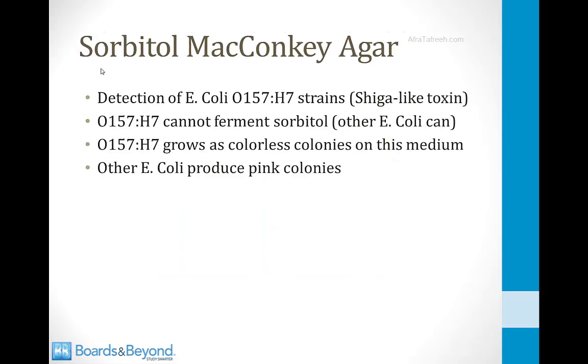Sorbitol MacConkey agar is used to identify the O157 strain of E. coli, and you can just remember the O in sorbitol stands for O157. This is the strain of E. coli that produces a Shiga-like toxin and that can cause hemolytic uremic syndrome. So O157 cannot ferment sorbitol, but other E. coli can.